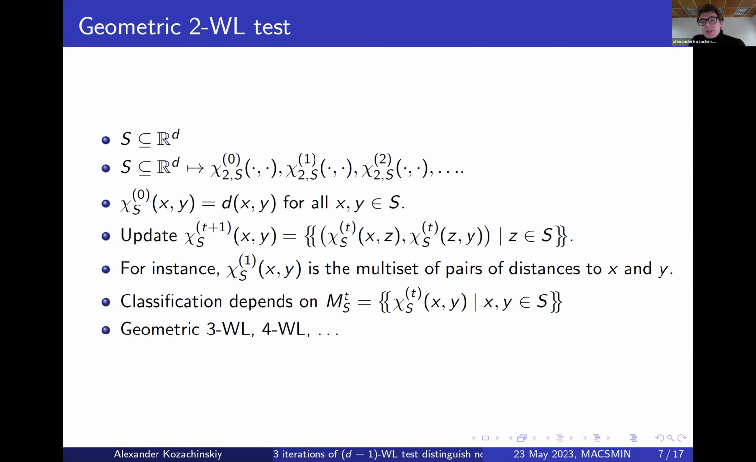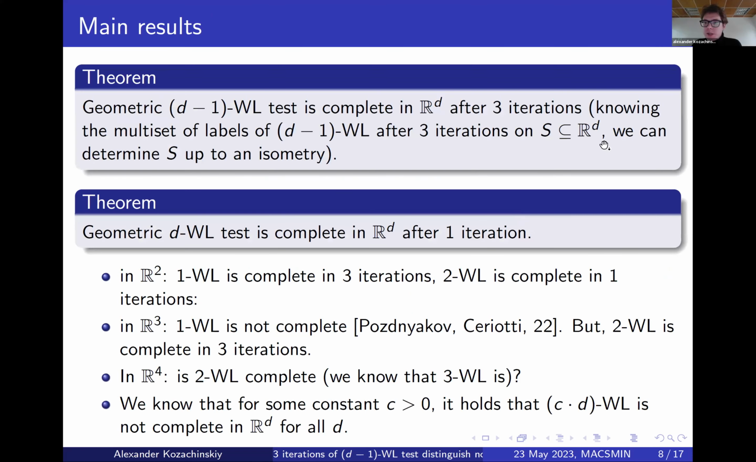And then we can do more iterations, and in the same way, we want to understand. It's easy to understand that for isometric point clouds, the multisets of labels after any number of iterations will be the same. And then the question again is, when is this thing complete, in which dimension? So in which dimension can we distinguish any pair? So here are our results, which tell something about it.